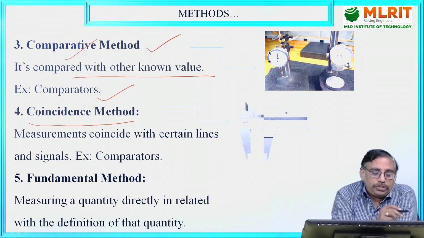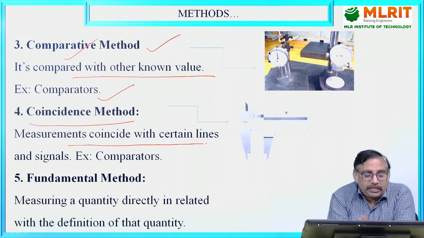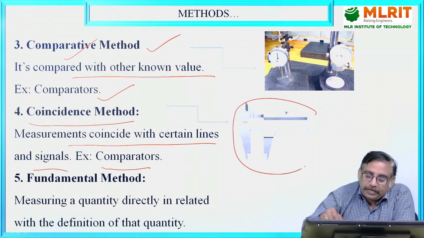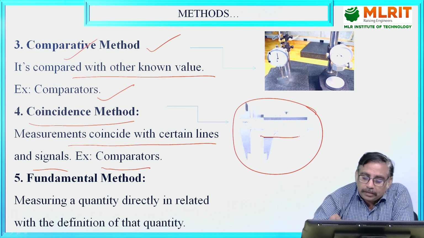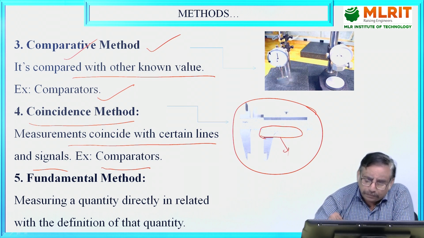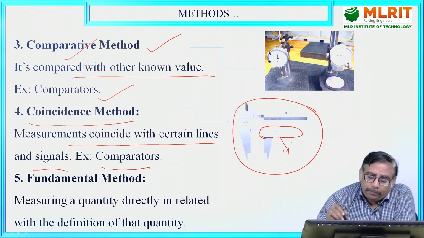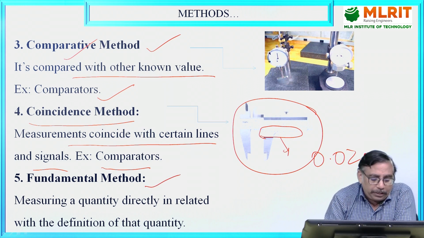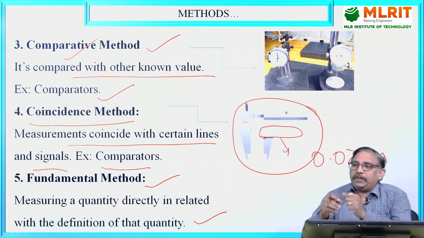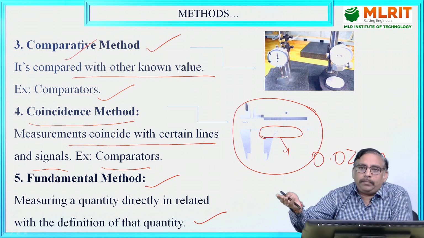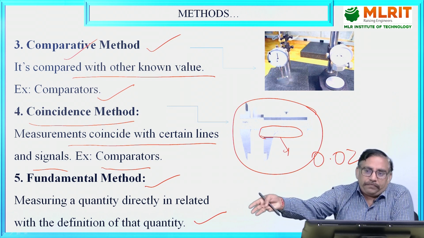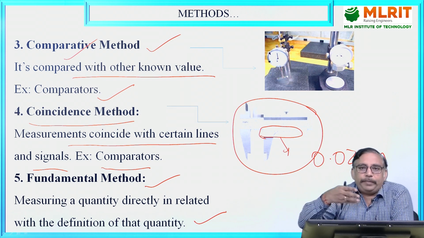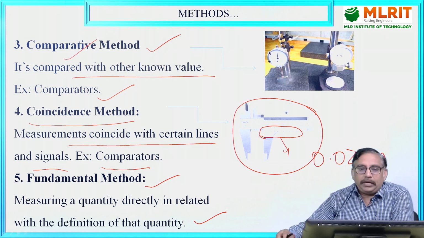Coming to coincidence methods, measurements coincide with certain lines and signals. As example, comparators here also, but what we have used here is vernier calipers, right? So this is a vernier scale in which we will be going for 0.02 mm accuracy. Coming to fundamental methods, measuring the quantity directly related with the definition of that quantity. This is fundamental. So if I say this room is of 10 by 10 by 10, it is of square feet, or it is of meters, or whatever it is. I will be mentioning it after my numericals.